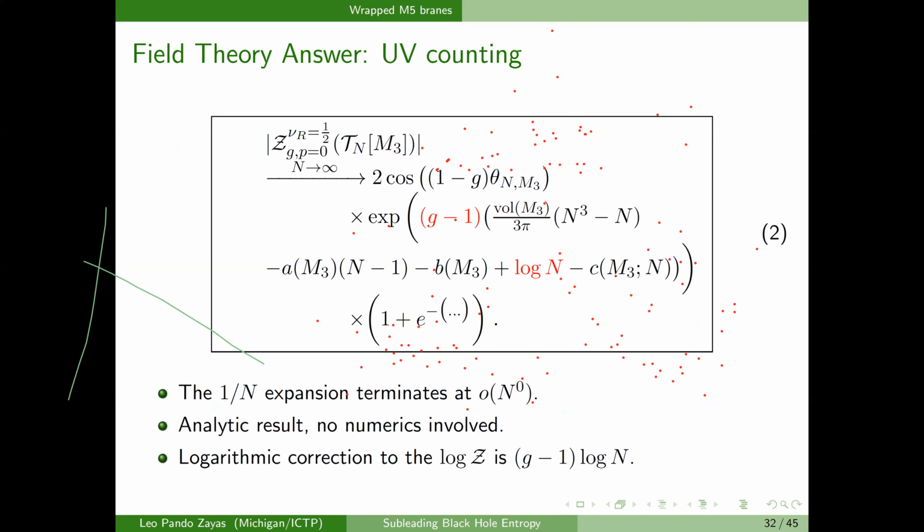So in this computation, as I said, I just have to borrow results from the math literature about Chern-Simons theory, and I evaluate the partition function that I'm interested in. You can see this is the leading piece here, N cubed, and the logarithmic term will be (g minus 1) log N. So the field theory gives me the logarithmic part and the leading piece. And of course, this is a completely analytic result that uses an expansion of mathematical results in the literature.